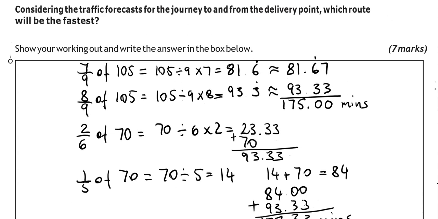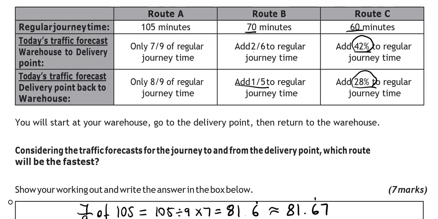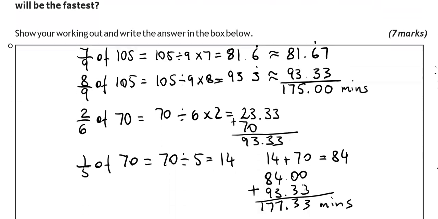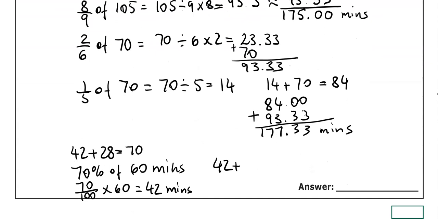Now we need to be careful here to not just add the 60 but 120, because for the traffic it says add 42% to the regular journey time, so we add 60 here, and again here add 28% to regular journey time, which is again another 60. So we've worked the percentage out combined, we need to add 120 minutes. So 42 add 120 gives us 162 minutes for this last route.